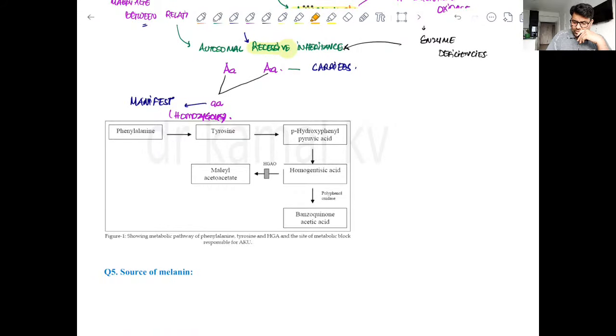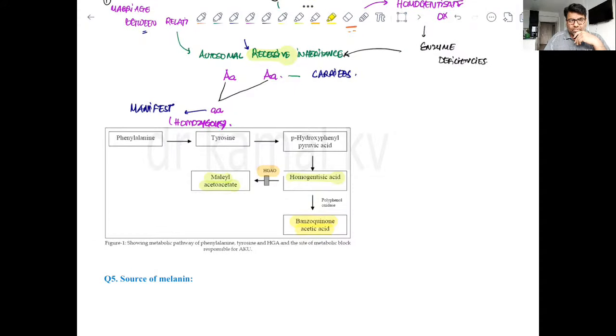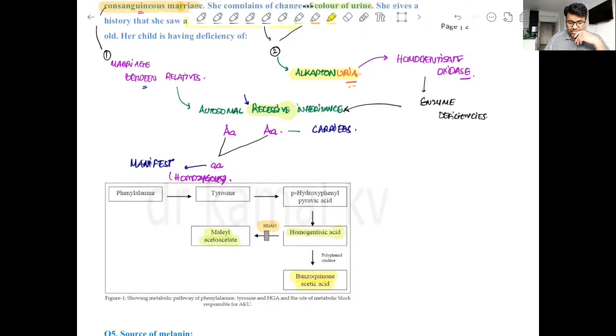Alkaptonuria. Clear? So there is deficiency of the enzyme homogentisate oxidase, and therefore there is no conversion of homogentisic acid into maleylacetoacetate, and if there is no conversion of homogentisic acid into maleylacetoacetate, it will convert into benzoquinone acetic acid, right? So this is the whole process in Alkaptonuria.